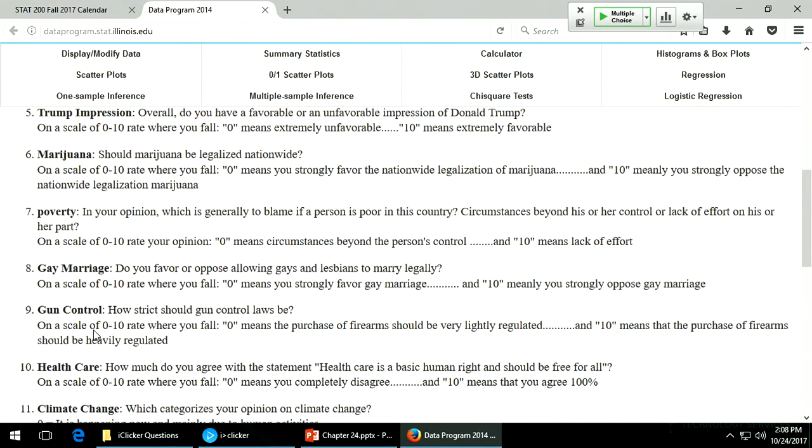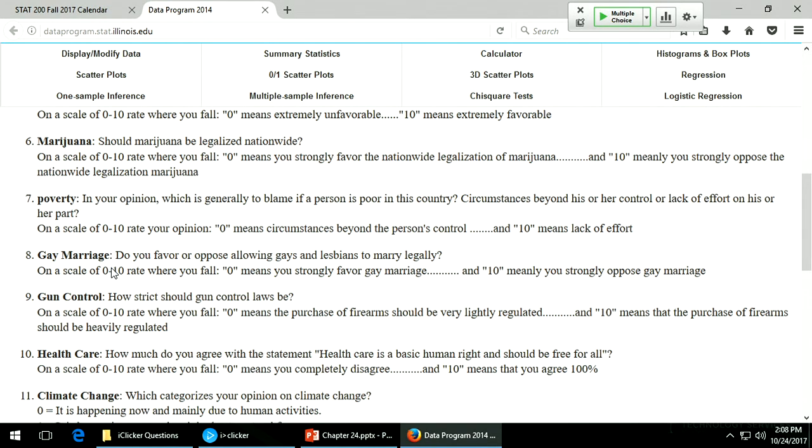So we can do a very similar question to what appears on page 118, but just with our group. You answered this question: do you favor or oppose allowing gays and lesbians to marry legally? On a scale of 0 to 10, rate where you fall. So 0 means you strongly favor gay marriage, and 10 means you strongly oppose it. So where did this class fall?